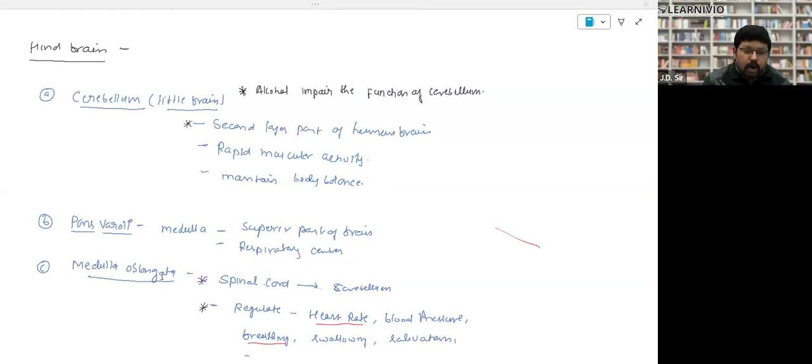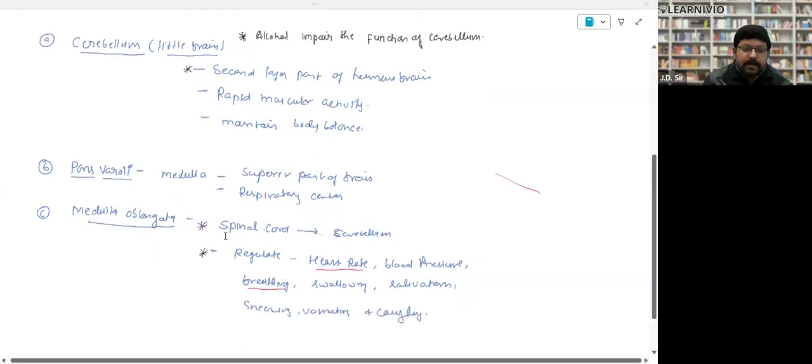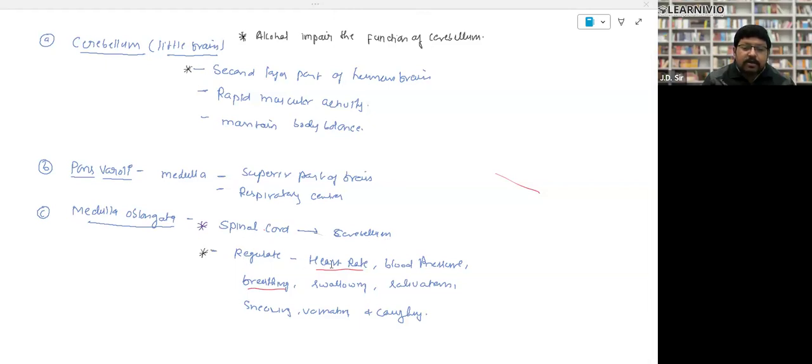Then come to the medulla oblongata. It connects with the spinal cord. It connects the cerebellum with the spinal cord. It regulates heartbeat, blood pressure, breathing, swallowing, salivation, sensing of vomiting and coughing. Right. So this part is responsible for these activities. Please note down quickly the parts of the hindbrain and their functions.